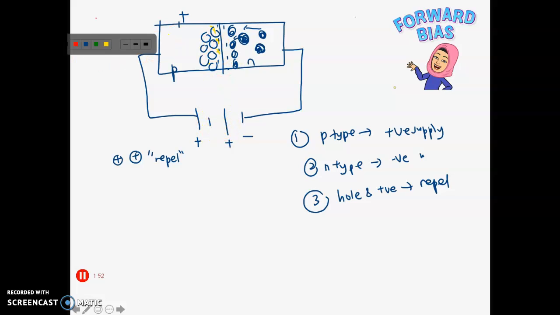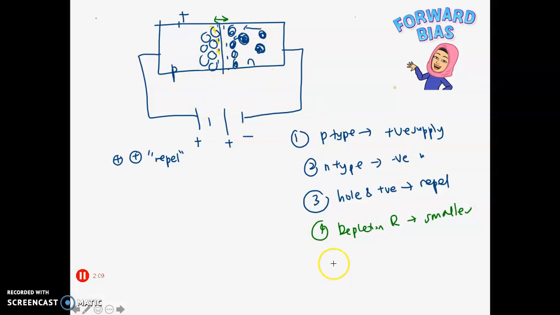So now what will happen to your depletion region? At first, number four, your depletion region will be smaller, right? It will be smaller because the electron and hole will be repelled from each other. So when the depletion region becomes smaller, can the hole easily move towards the end? Yes, so you can get some current. So at forward bias, you will have the current.